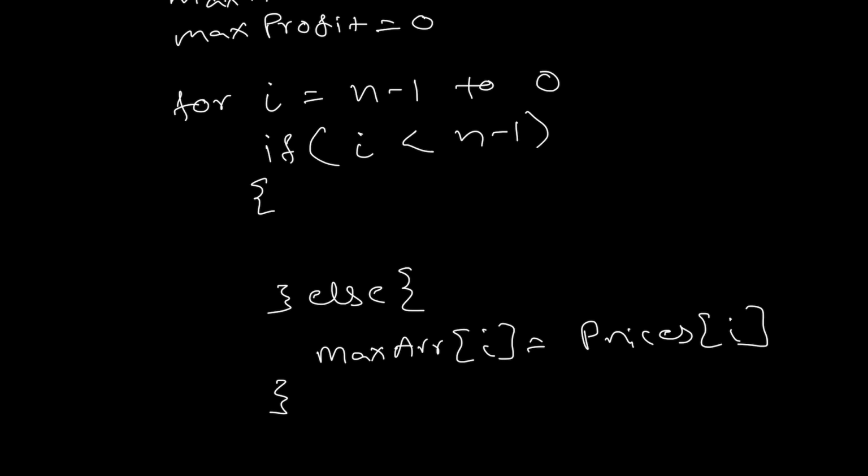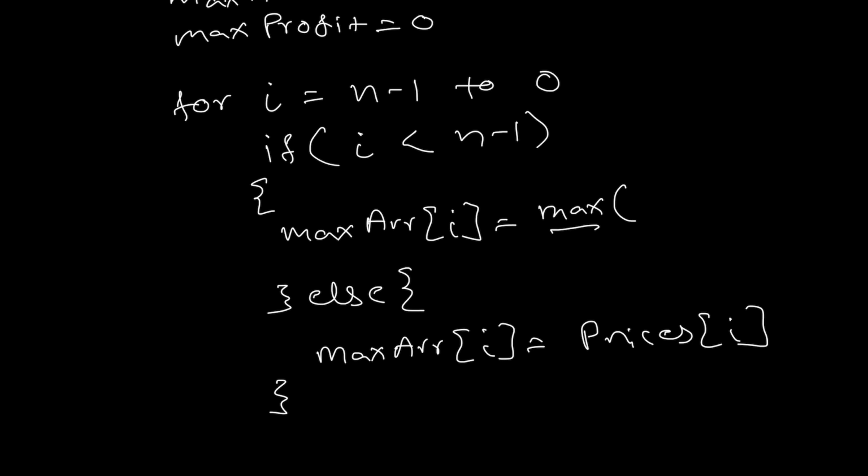So here what we'll do, max array of I is equal to some math function, Math.max or something like that. So we'll just write the max function, and whatever is max in between them will be returned from this max function and given to this.